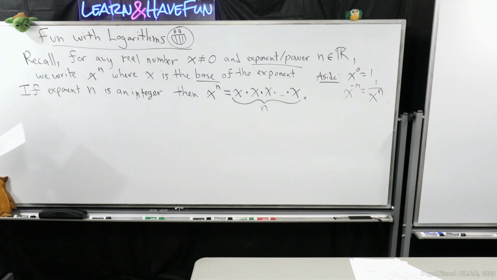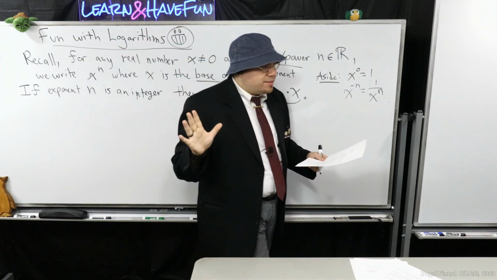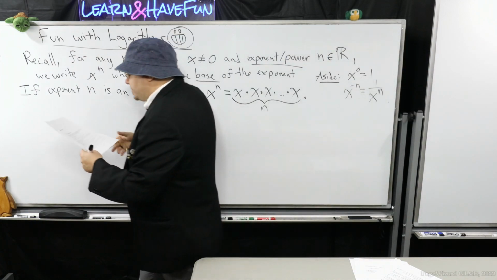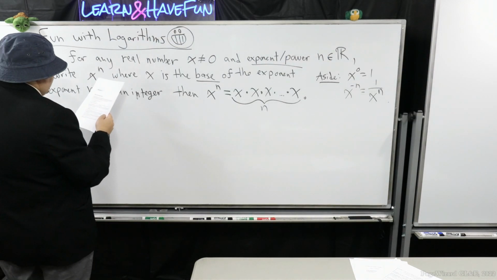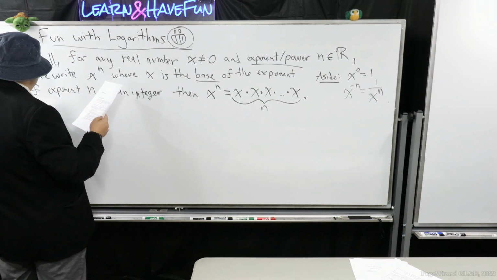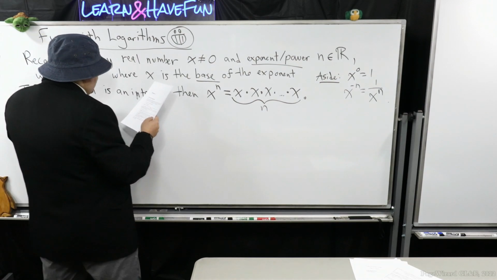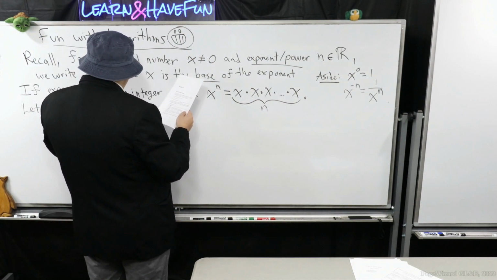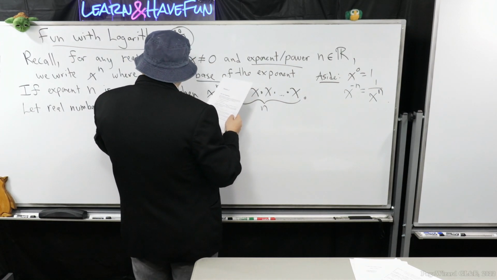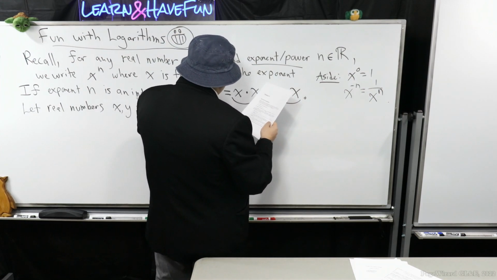Now there's a variety of different properties that exponents have, and you're going to see that these translate very naturally to logarithms. Just for the sake of consistency, let real numbers x and y be not equal to 0, and let m and n be real numbers.